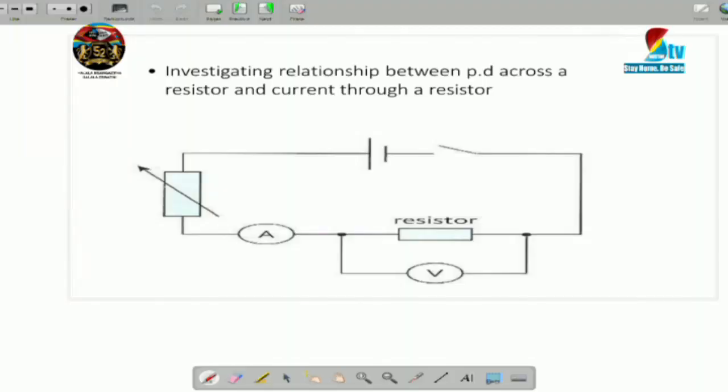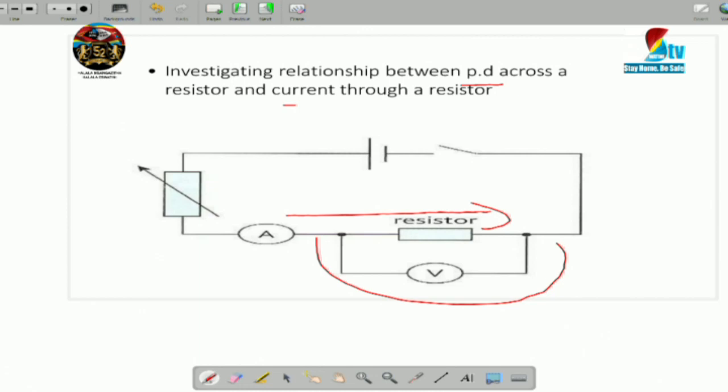And then we are going to be looking at the relationship between the current flowing through a resistor and the voltage across the resistor. So in this next part we're going to be discussing the investigation of a relationship between PD across the resistor and the current through the resistor. So the current moving through the resistor, the potential difference is across. So we're going to be using these components here.